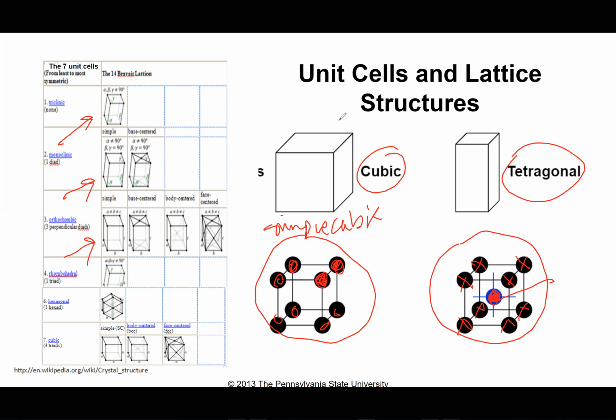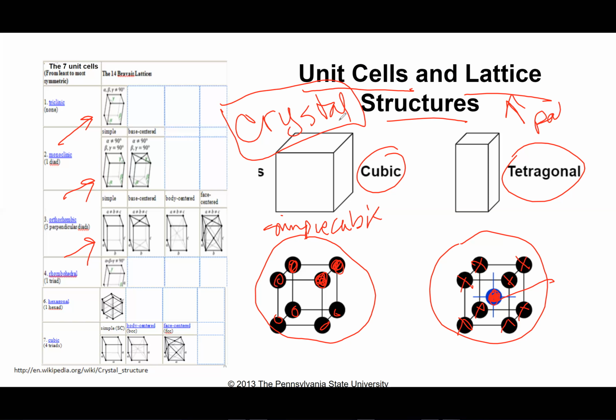So lattice structure is just for crystalline structures. Both unit cells and lattice structures are only for crystalline materials. The lattice structure tells you the specific pattern that the atoms of the elements are in. And the unit cell just means it's the smallest unit of that repeating pattern.